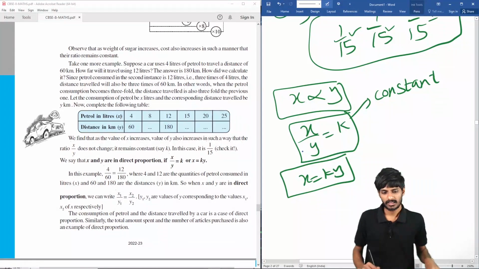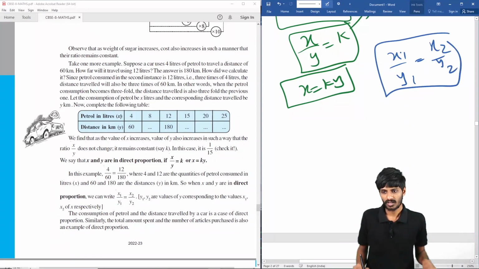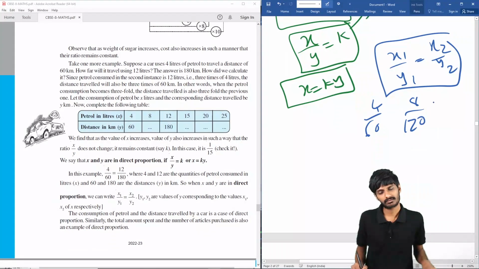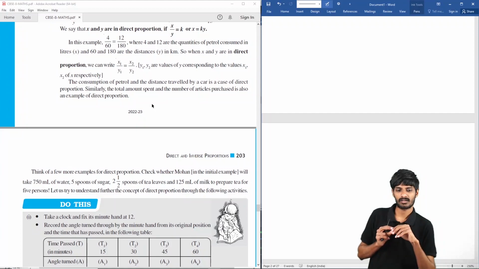Okay, students, it is the distance. And one more thing you can write is X1 by Y1 is equal to X2 by Y2. Okay, X1 by Y1, which means 4 by 60, you see it is 1 by 15, and it is equal to 8 by 120. Okay, so that is the case happening here, students.